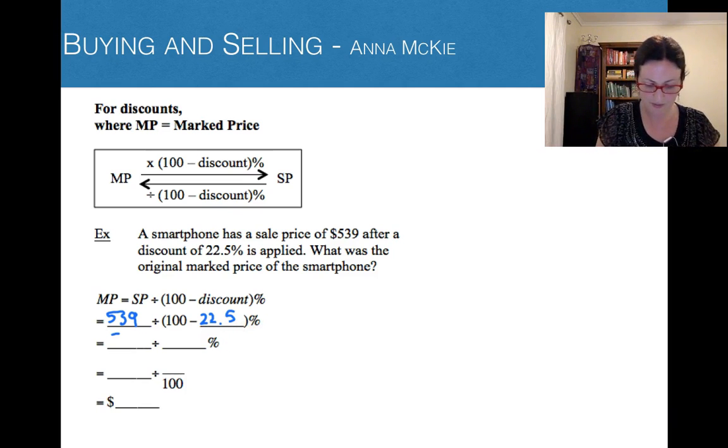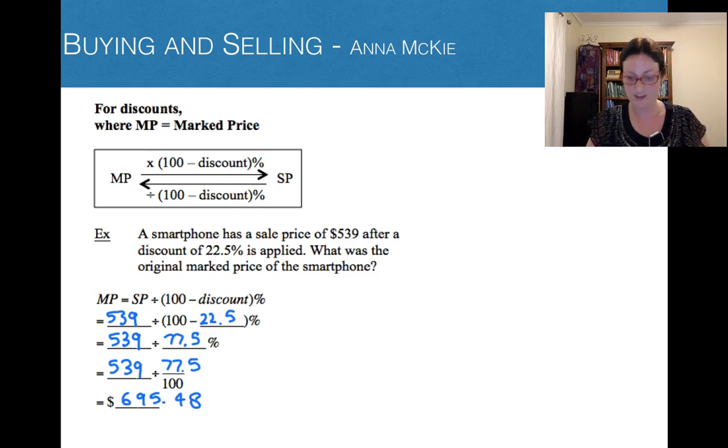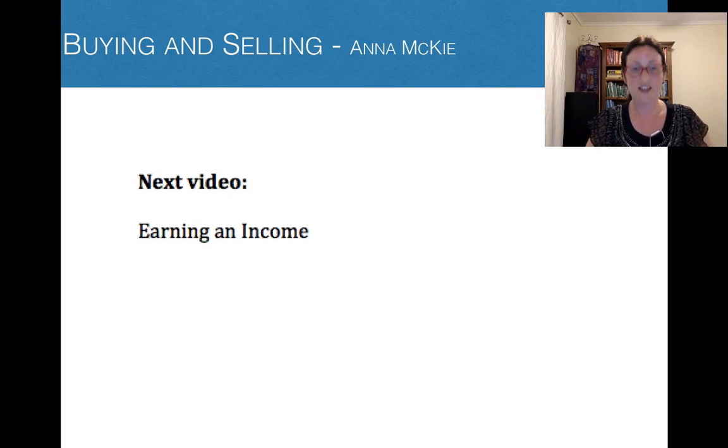Filling in the gaps, 539, then we do 100 take away 22.5, 77.5. Again, percentage we must write as over 100, so that's 77.5 over 100 going there. 539, using your calculators to get $695.48 for that smartphone. That's the end of this video.